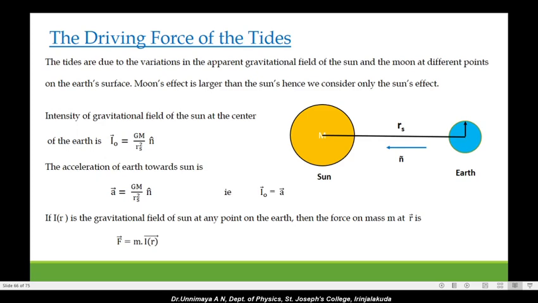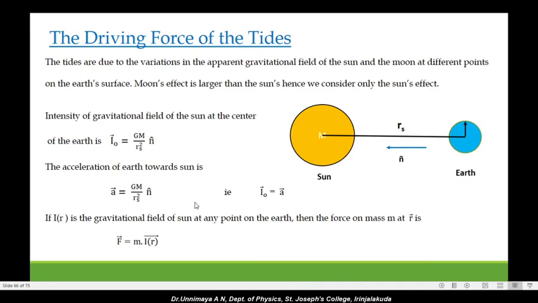Moon's effect is larger than the sun's, hence we consider only the sun's effect. That is, tides are produced due to the variations in the apparent gravitational field of the sun and the moon at different points on Earth's surface. So the driving force of tides or the tide formation can be considered as an example of apparent force of gravity.